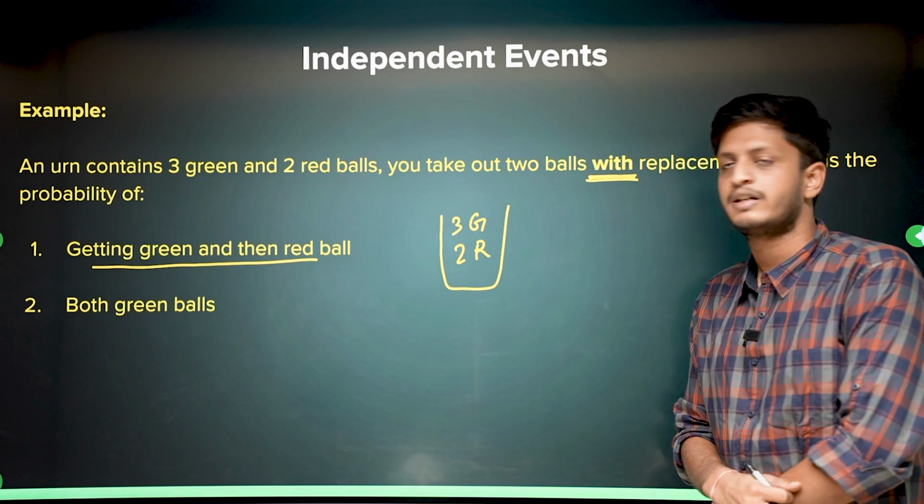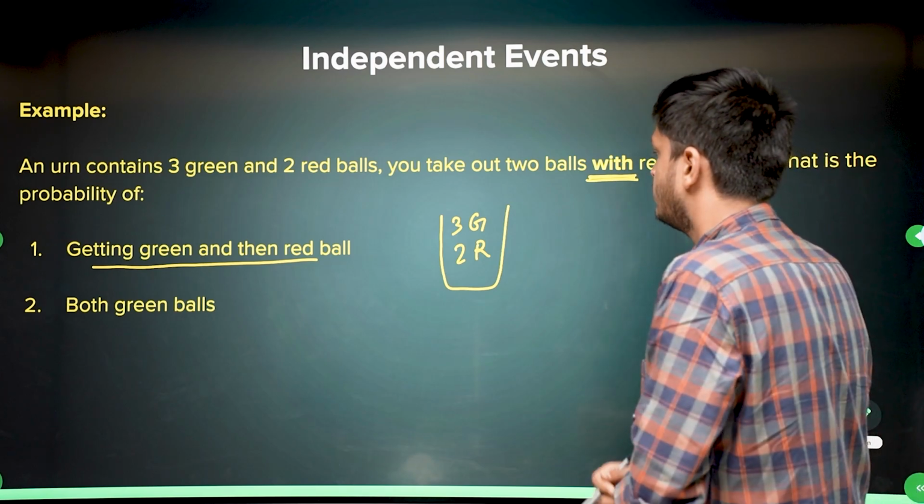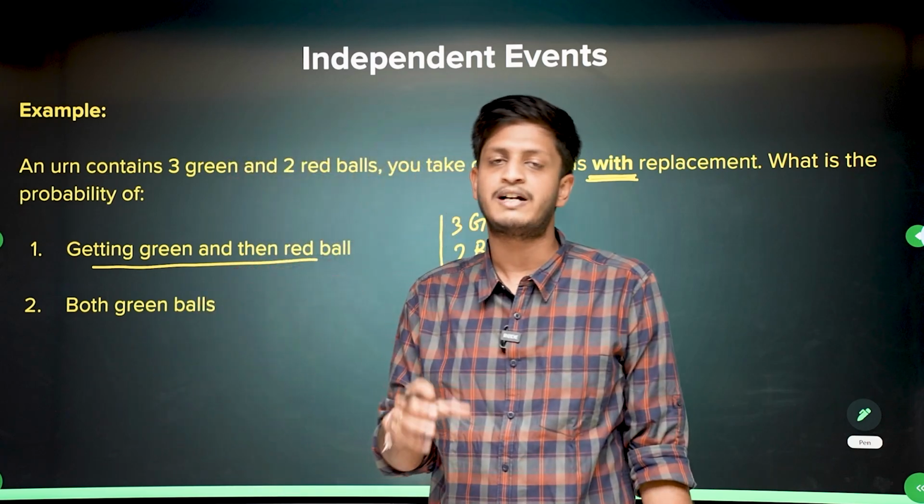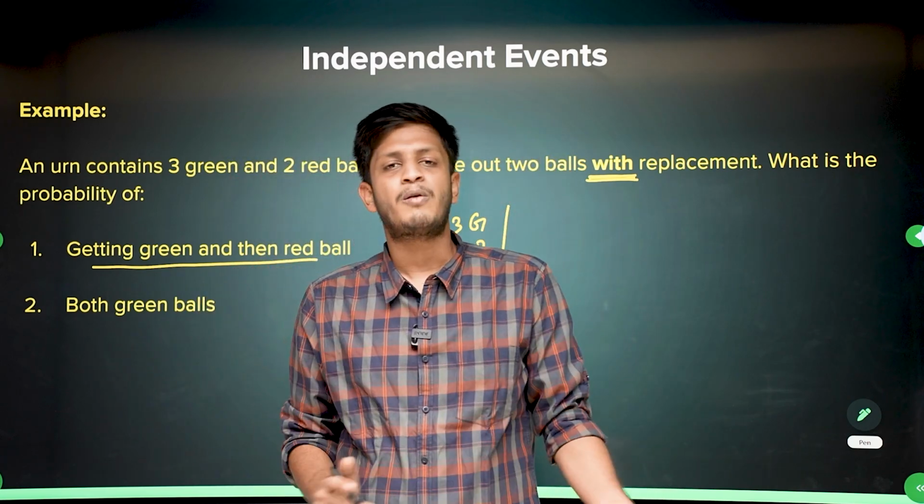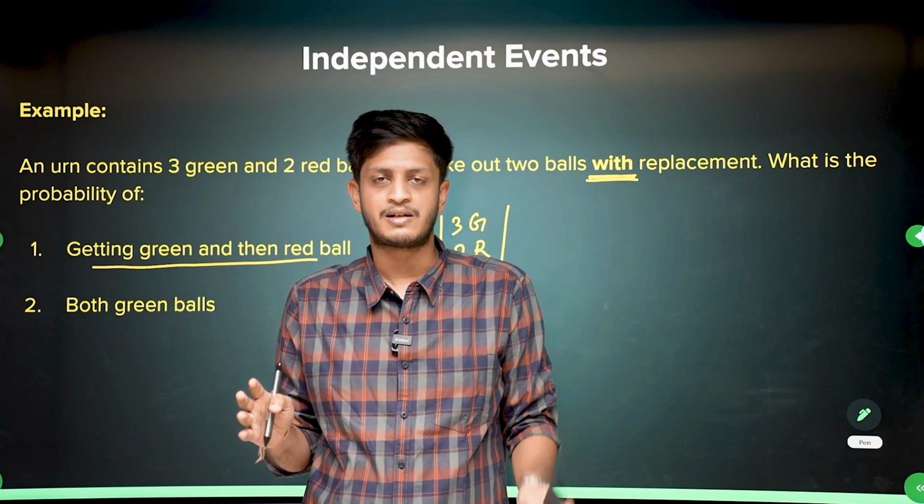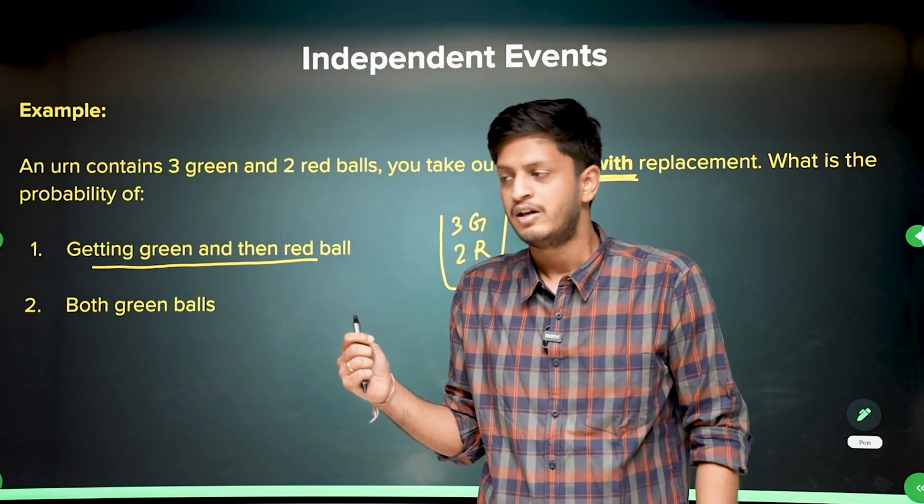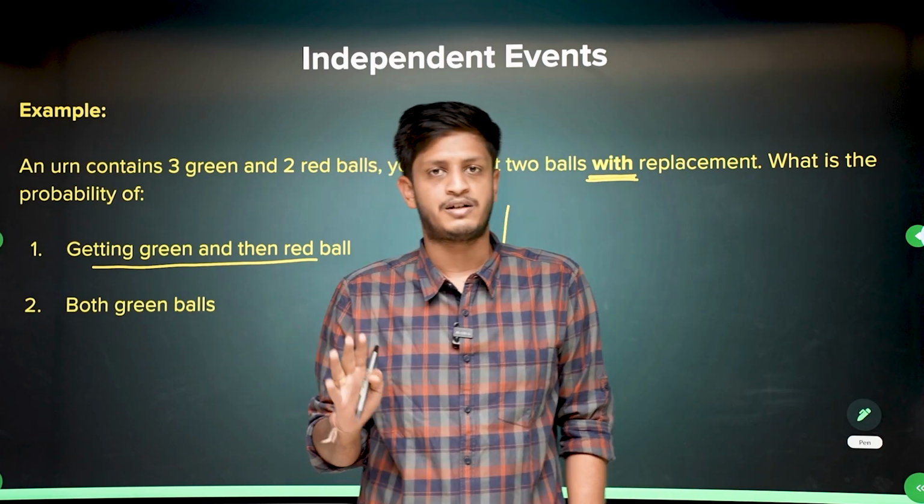Okay. So see here what happens. You take the first ball and then the second ball. It is very obvious that these events are independent. When you solve a lot of probability problems, you won't even need to use the formula.